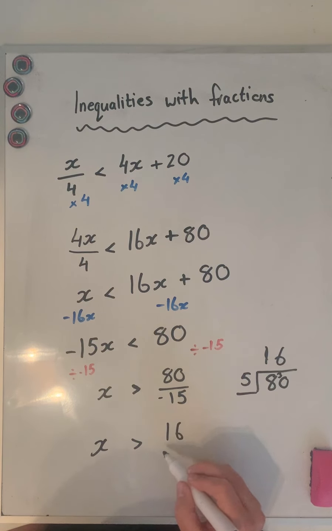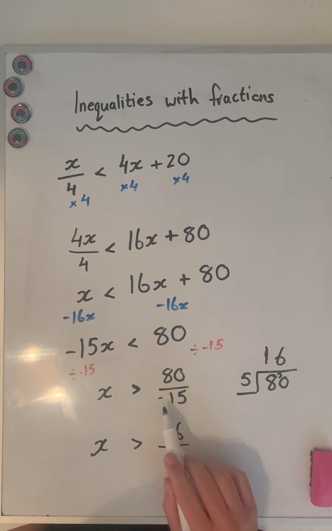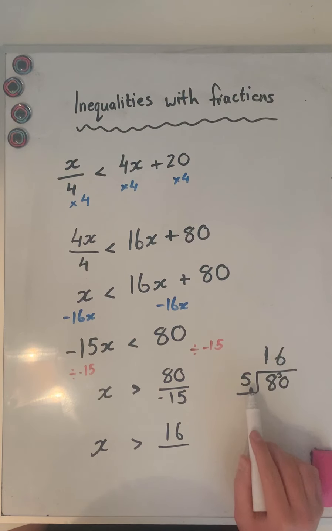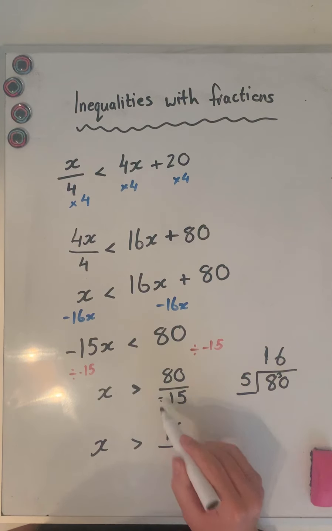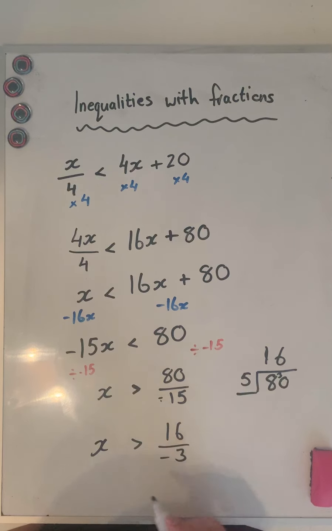So I'd have 16 on my numerator, and negative 15 divided by 5. Remember, divide the numerator and denominator by the same number. So 15 divided by 5 is 3, isn't it? And we've also obviously got a negative there. My final answer here would be x is greater than 16 over negative 3.